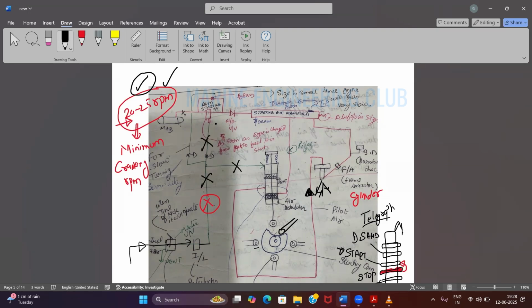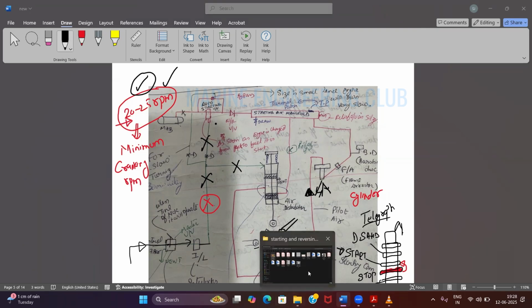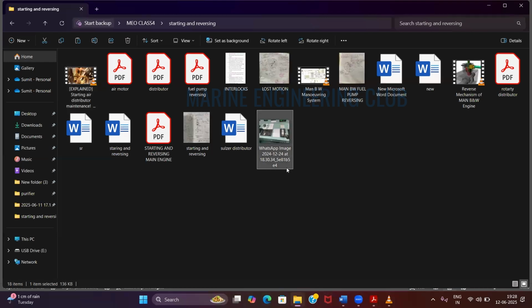As soon as you lift your lever, there will be a lot of electronic things down below in your telegraph and switches and all. So that will give a signal. You can see over here, if this is your telegraph.